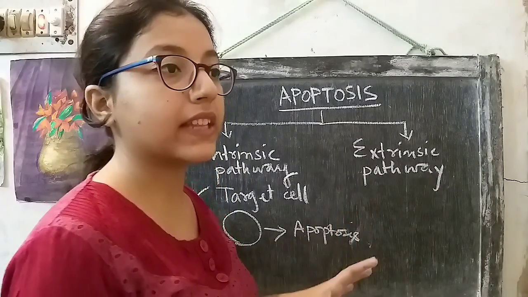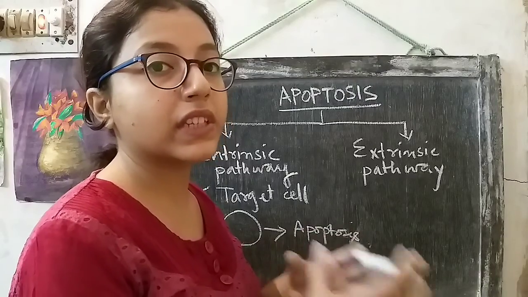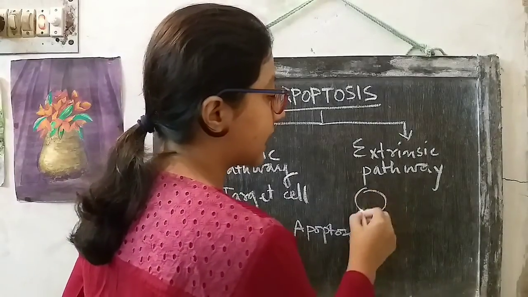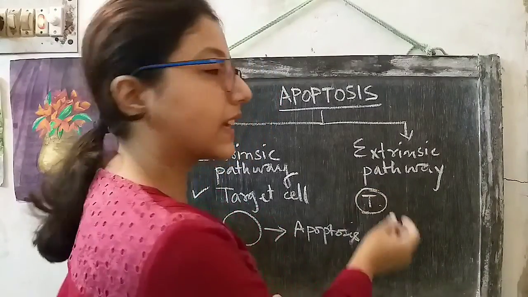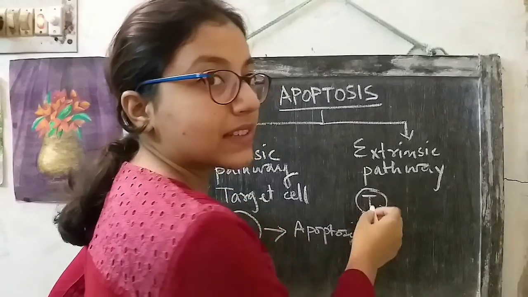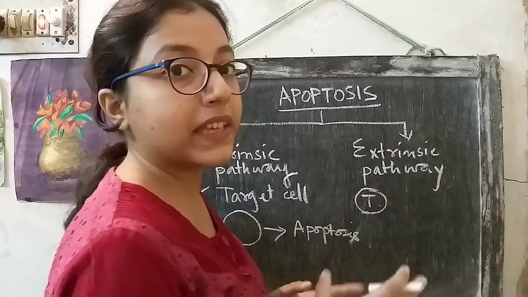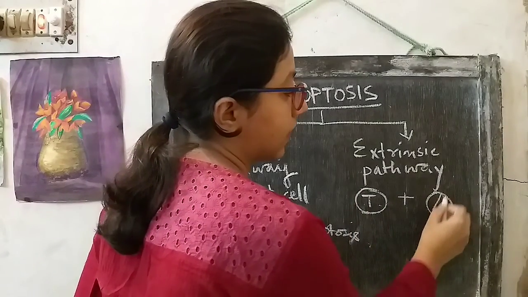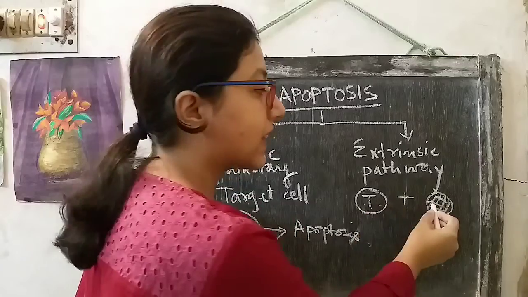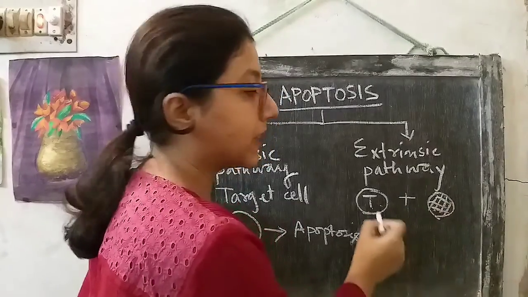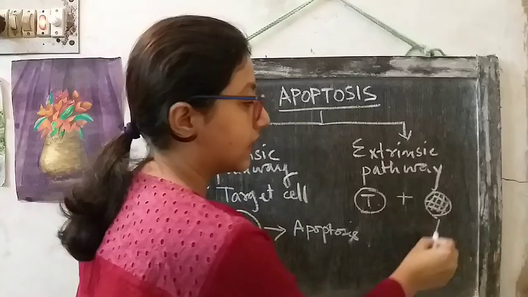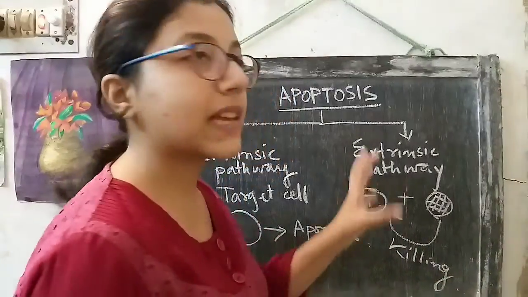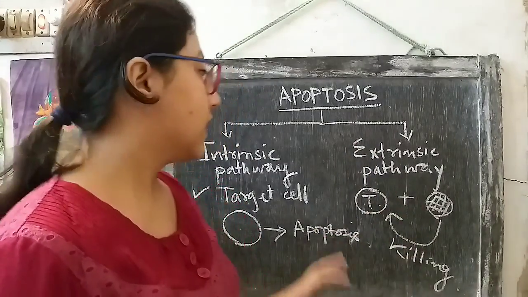The extrinsic pathway is when the target cell is not able to initiate apoptosis and it requires the help of another cell. So if this is the target cell, it requires the help of another cell for being killed. What happens? This cell will bind with another cell, and this other cell will help in the killing of this cell. This type of pathway is called the extrinsic pathway.